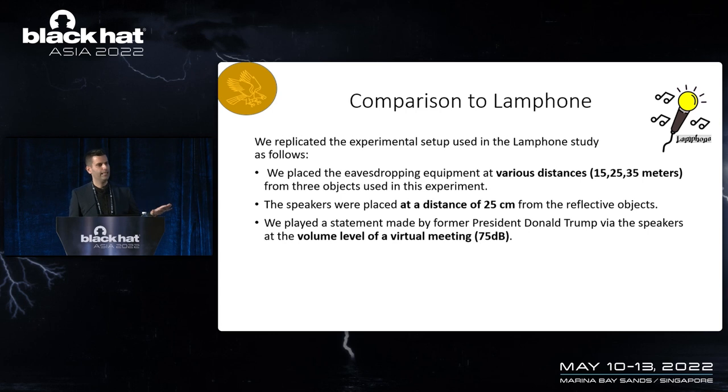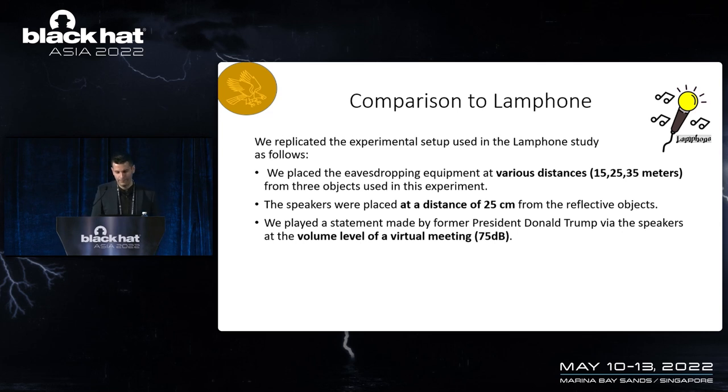Again, we replicated the same experimental setup used in the Lamphone study as follows. We place the equipment, basically the telescope and the photodiode, at various distances. You can see that the distances in this case vary between 15, 25 and 35 meters. And the speakers were placed at a distance of 25 centimeters from the reflective objects. Please take into account that a standard desk depth is about 60 centimeters. So you are about to see recoveries that were made when the objects were placed at about half of the depth from the speaker, which is 25 centimeters.